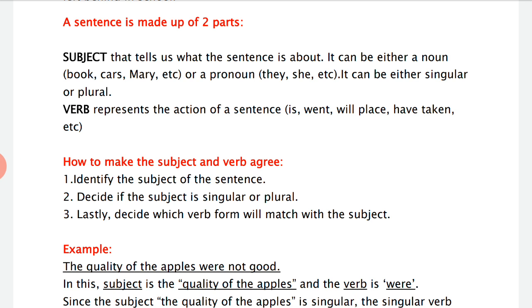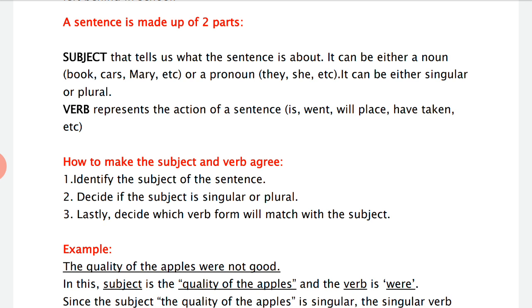There are two major parts, the subject and the verb. What is a subject? The subject tells us what the sentence is about. It can be either a noun or a pronoun, right? Or a proper noun. It can be they, he, she, it, the book, the cars, Mary, right? That is a proper noun. And the verb represents the action of a sentence. For example, has taken, have eaten, right? Has sent, or something like that.